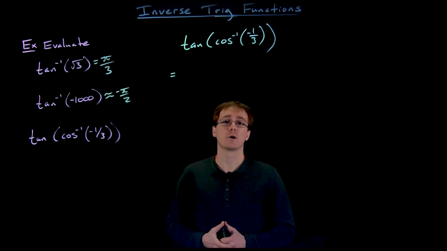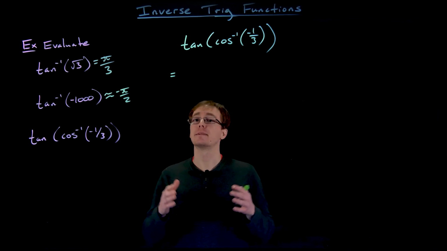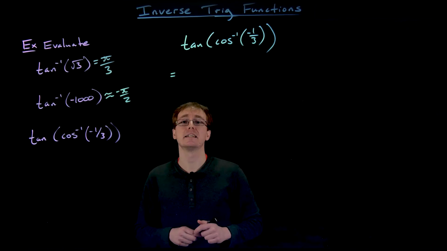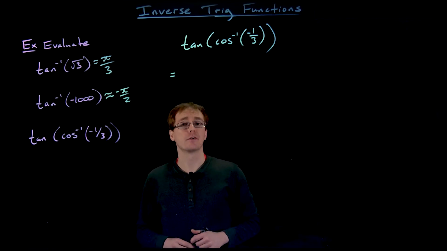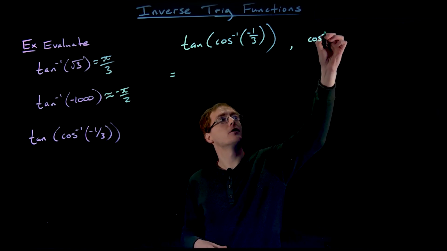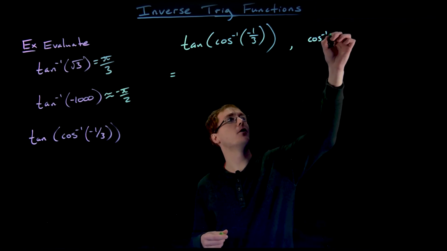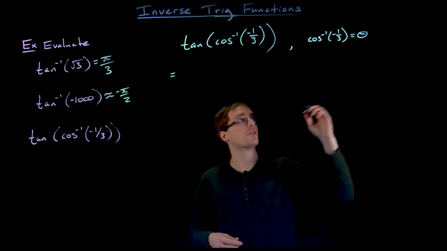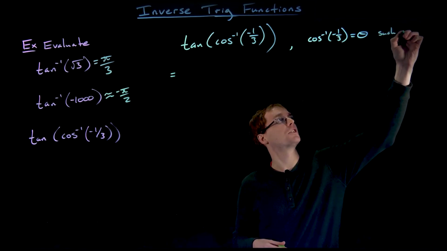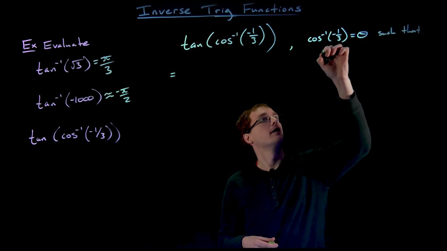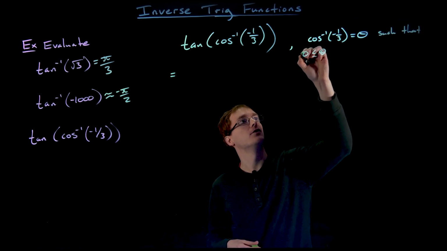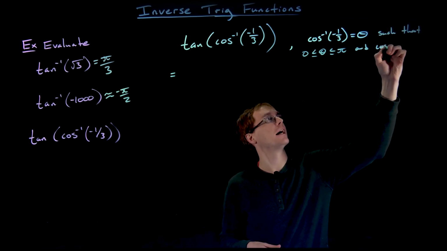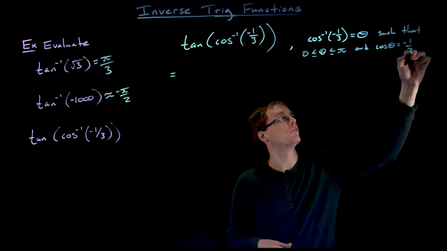To get started, we're going to try to evaluate our composition from the inside out. So the first thing we have to think about is the innermost piece, cosine inverse of negative 1/3. We've approached some of these problems before. What we know about cosine inverse of negative 1/3 is that it's going to give us some angle theta such that theta is between 0 and pi, or on the top half of our unit circle, and cosine of theta equals negative 1/3.